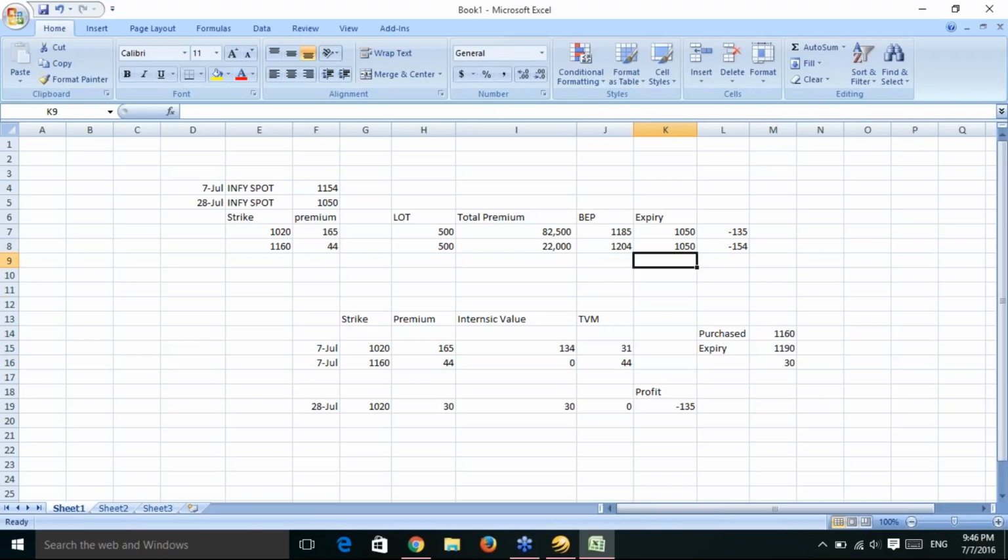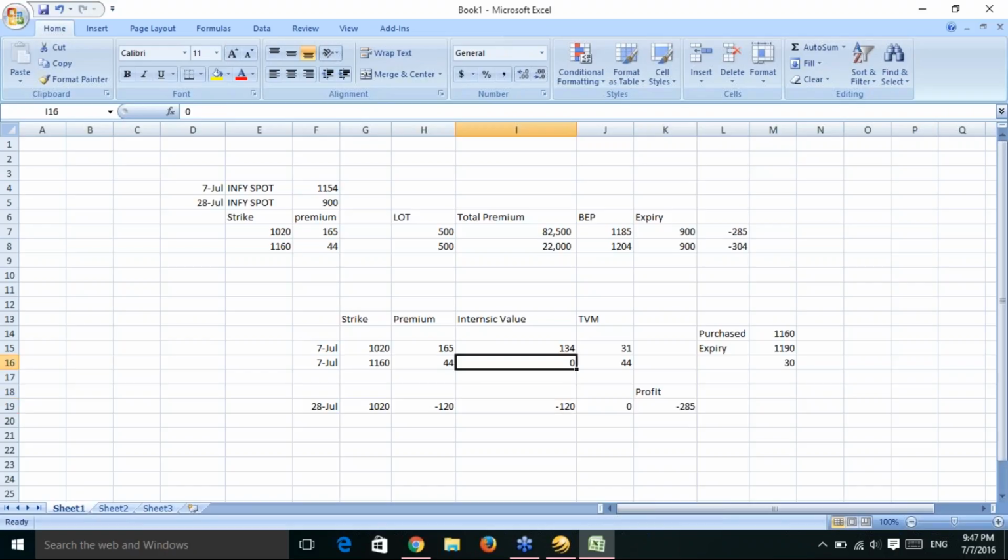And how about if the market goes below 1020? Let's say the market goes to 900 on expiry. So will I lose 285? No. I paid 165 and the remaining 120 more I will be paying, so my loss will be 285? No, nothing like that. If the market goes below 1020, I will not execute the option contract. I will not exercise my right. I'll leave it. So in that situation, my maximum loss will be 165. So losses are limited.